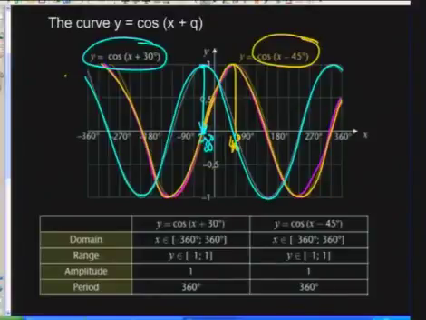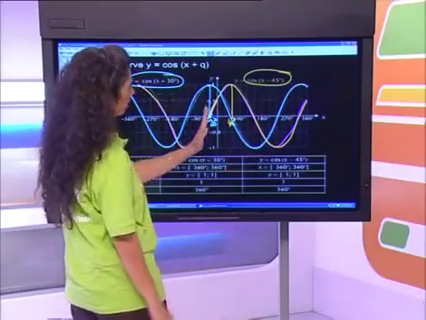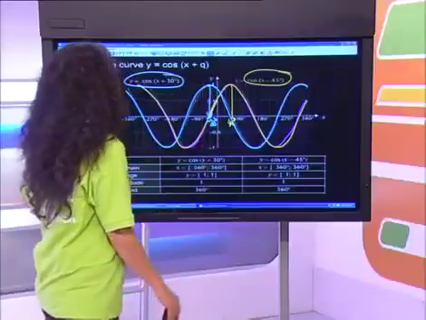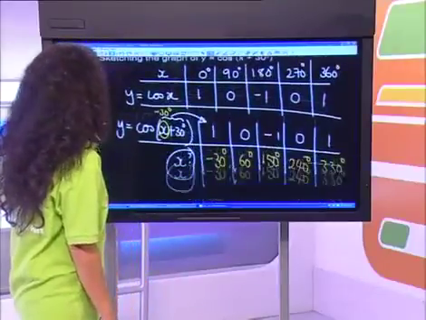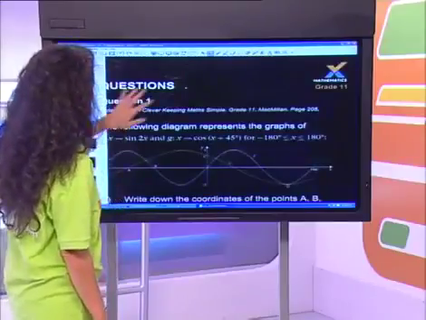So your domain was given, but your range, it's still minus 1 to 1. It hasn't been affected. Your amplitude is still 1, and your period, nothing has happened to the period. So everything is the same as the parent graph, except it just shifts left or it shifts right from that 0 degrees that we are used to. Okay, let's see this in action, in terms of what an examination question would look like.